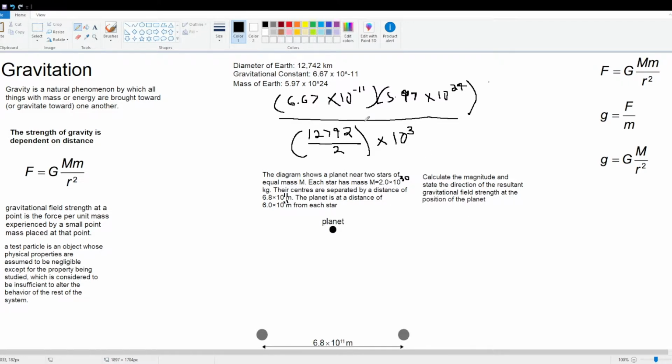It's not very nice. It's all long with a bunch of big numbers, but let's get it through, and it should come out to, in just a second, and yep, it comes out to roughly 9.8, which is the same as the acceleration due to Earth. So that should just give you an idea of what gravitational field strength kind of represents.